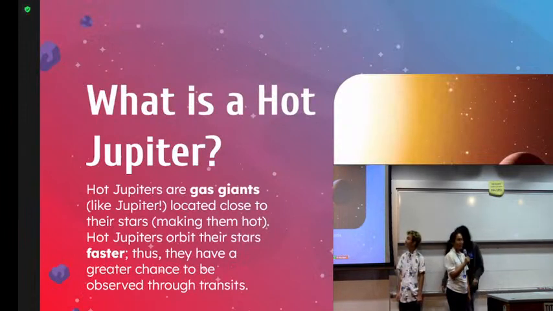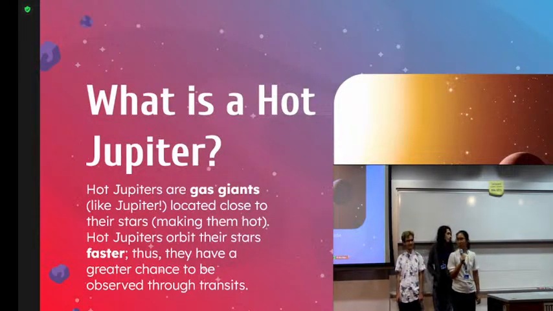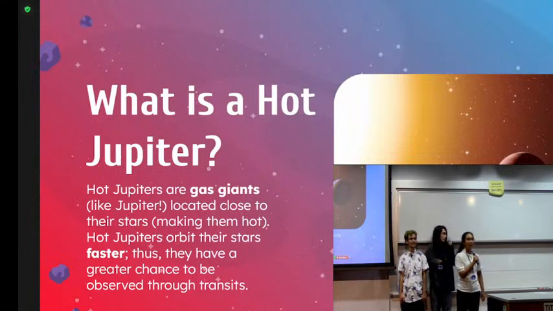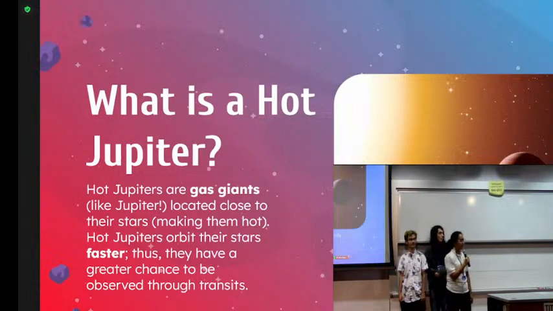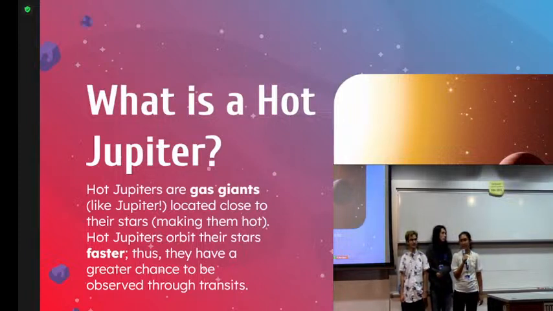So, what is a hot Jupiter? This is what our project's sort of focusing on. Hot Jupiters are gas giants, so like Jupiter, that are located close to their stars, making them hot. So hot Jupiters orbit their stars faster, thus they have a greater chance to be picked up on and observed through transits.